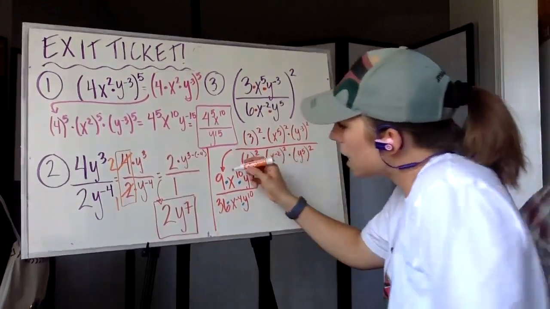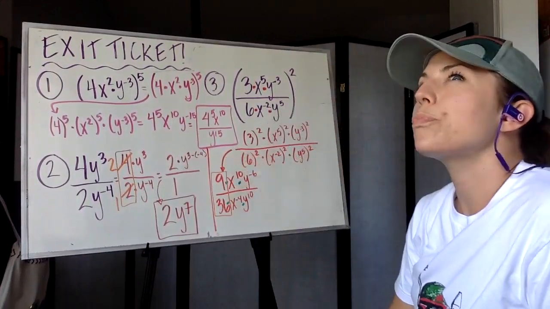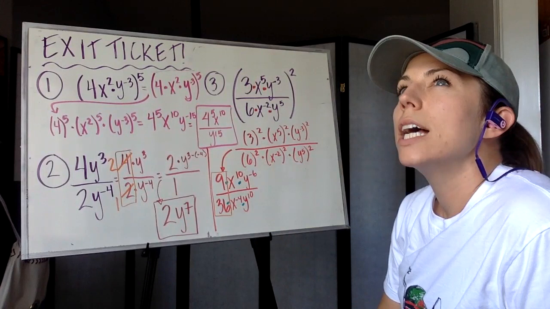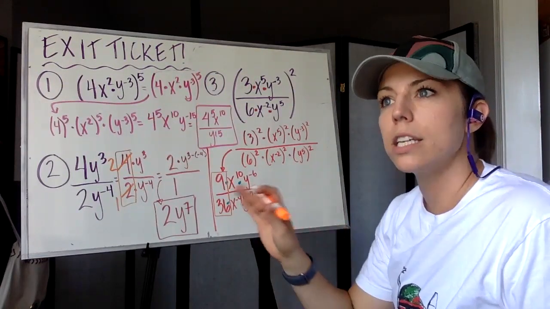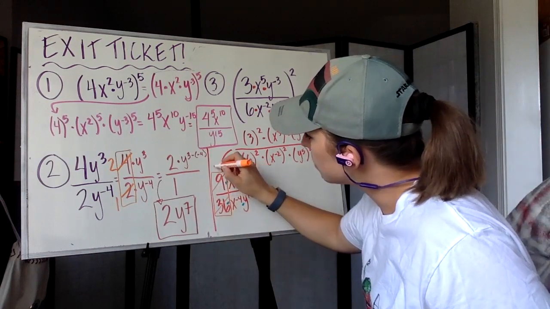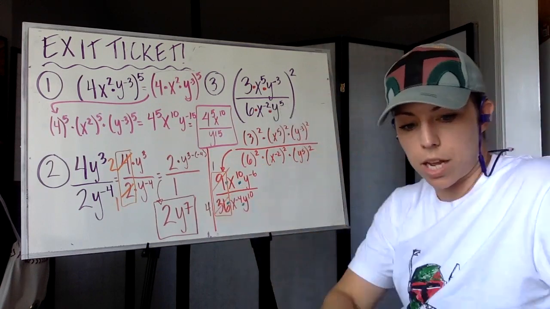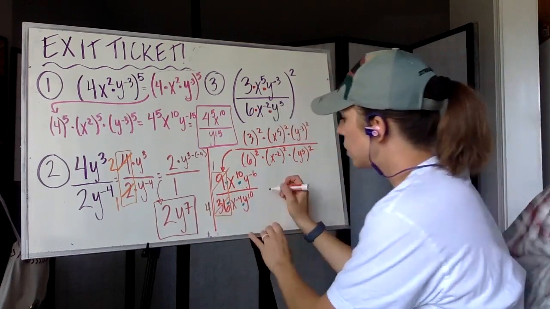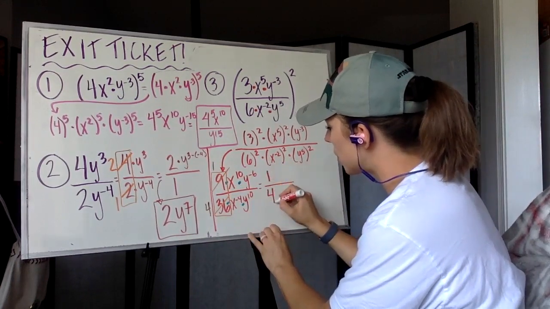So let's start with the 9 and the 36. Can 9 and 36 be simplified? Does 9 go into 36? Yeah, 9, 18, 27. Yeah, it goes into it 4 times. So I can simplify this. We would be left with a 1 in the numerator and a 4 in the denominator. So that leaves us with, let's write out what we got. We got a 1 in the numerator and the 4 in the denominator.